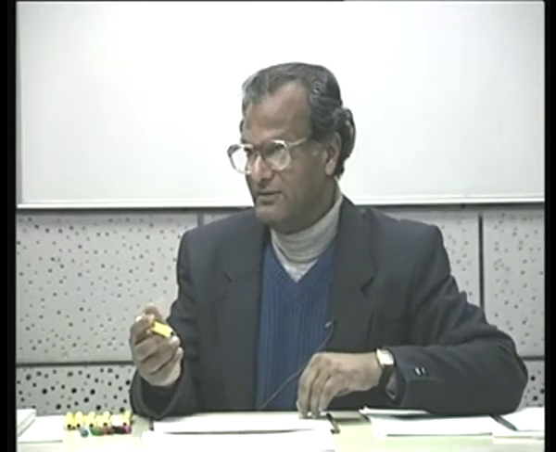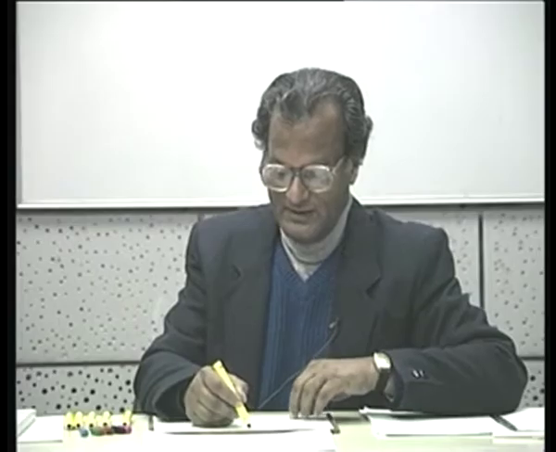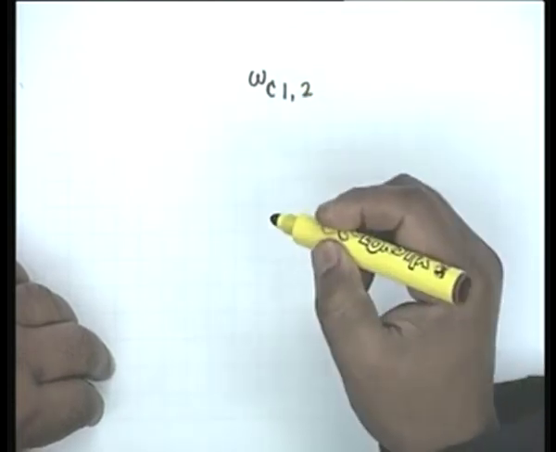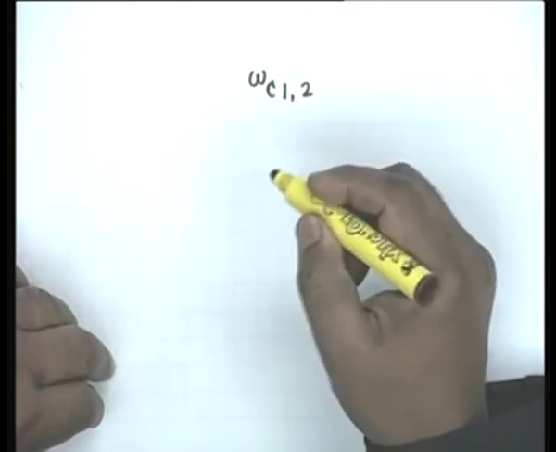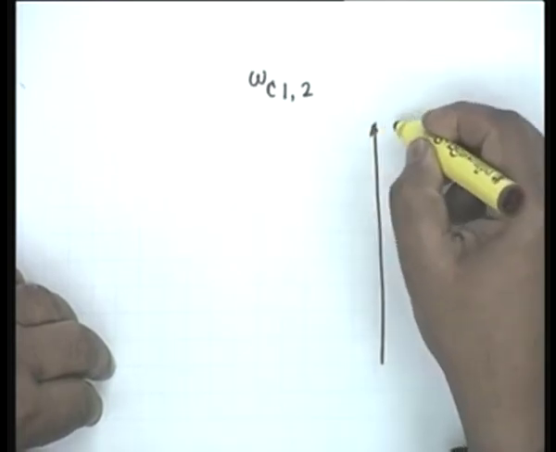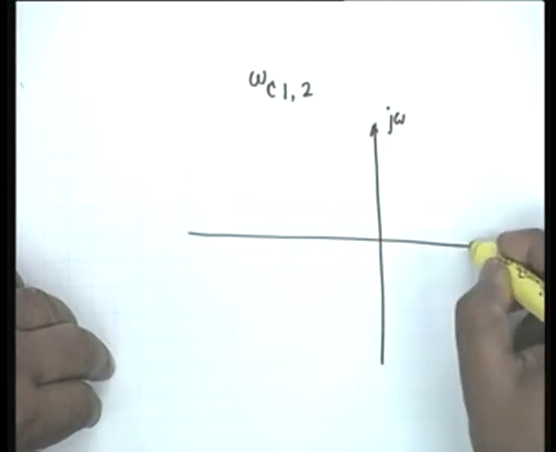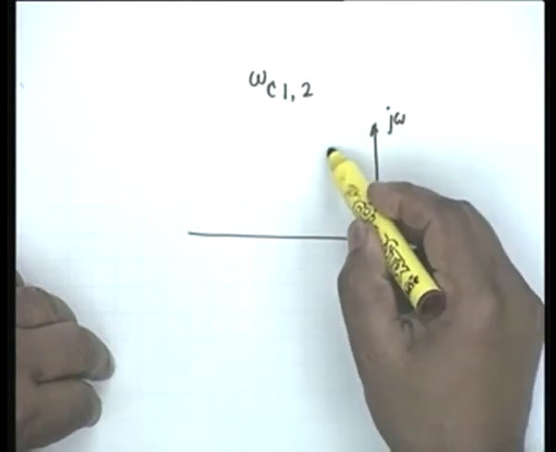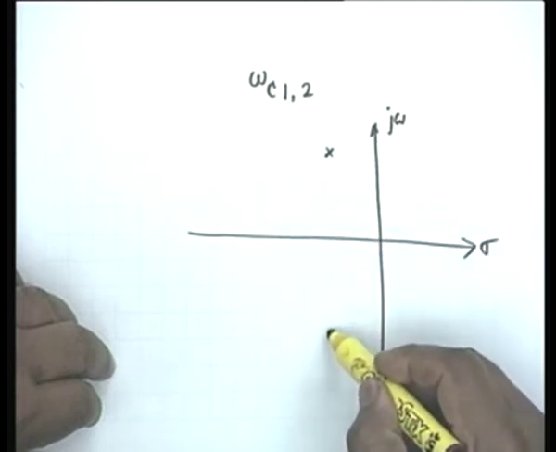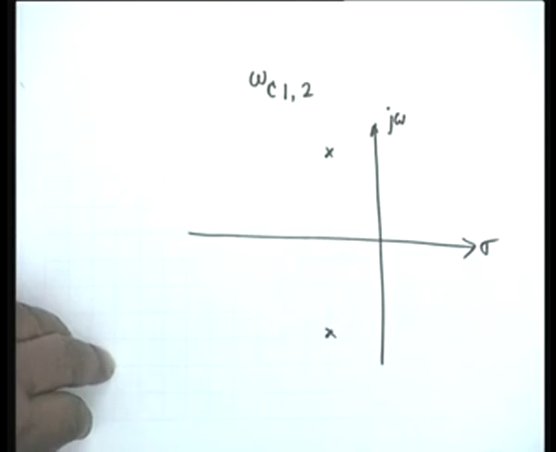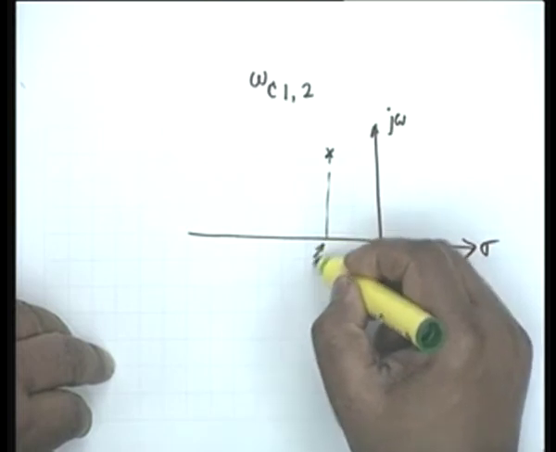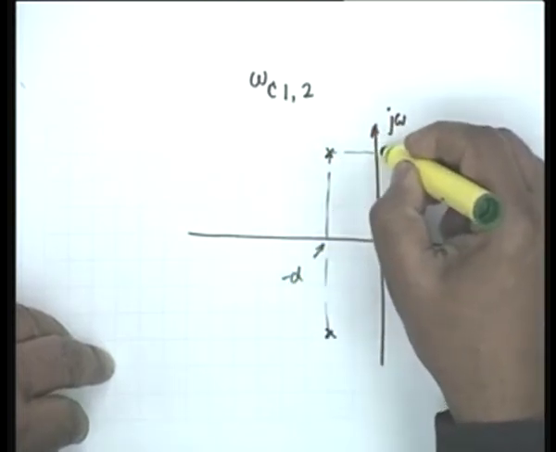So our aim now is to find the values of omega c1 and omega c2. There are 2. If there are 2 cutoff frequencies, we want to find both of them. All right. For this, we consider this pole-zero diagram again, and let's say these are the poles somewhere here. These are the poles, and this is minus alpha, and this is j beta.